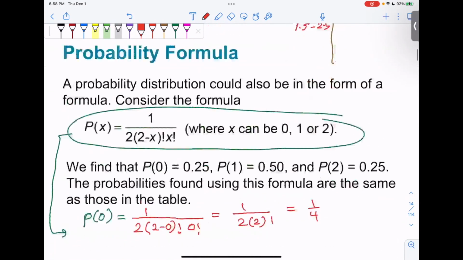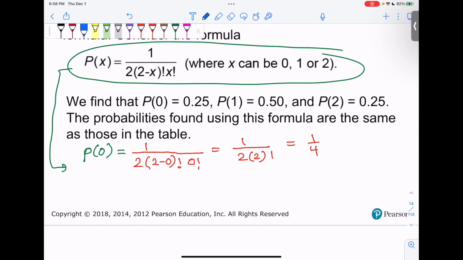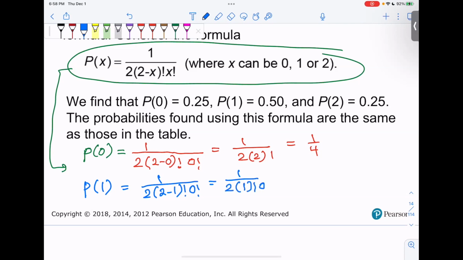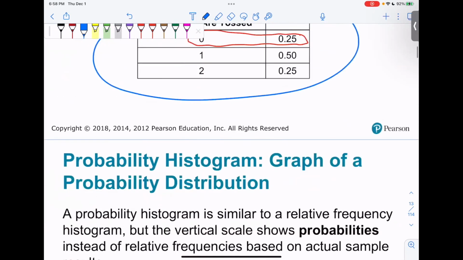So let's go with 1. The probability of 1 will be 1 divided by 2, times 2 minus 1 factorial, 0 factorial, right? Which is 1 divided by 2, because 1 factorial equals 1, 0 factorial equals 1, and then we have 2, which is the same as this value here.